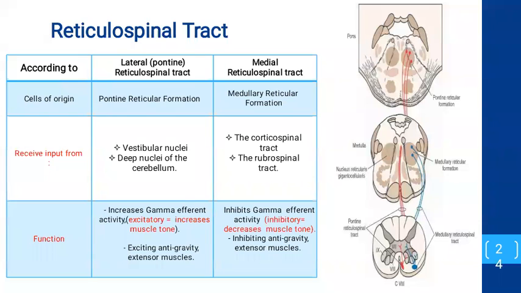Having looked into the reticulospinal tract, the lateral and medial. So the function of the lateral reticulospinal tract: it increases the muscle tone, whereas the medial reticulospinal tract inhibits gamma efferent, so it decreases the muscle tone and also inhibits the anti-gravity extensor muscles.